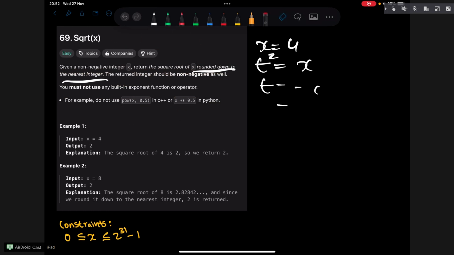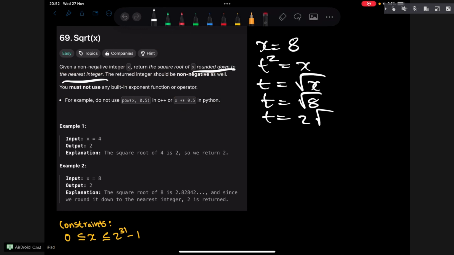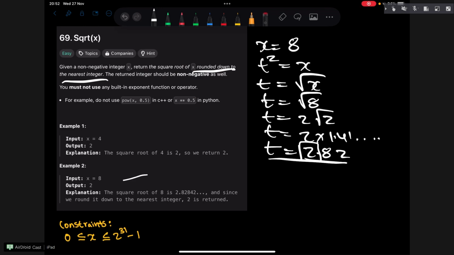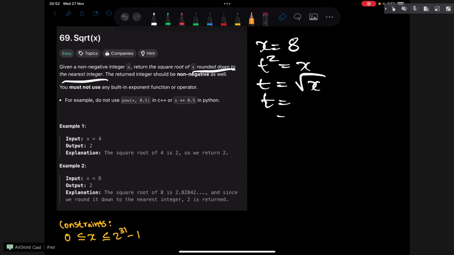So let's understand another example where x is 8. Here t squared is equal to x, t is equal to root of x, so t is equal to root of 8, which is 2 root 2. That is 2 into 1.41 something, so t will be 2.82. If we take only the integer part of the answer, we are expecting 2, and that is the reason why we have 2 as the answer. So we understood the problem and the examples.